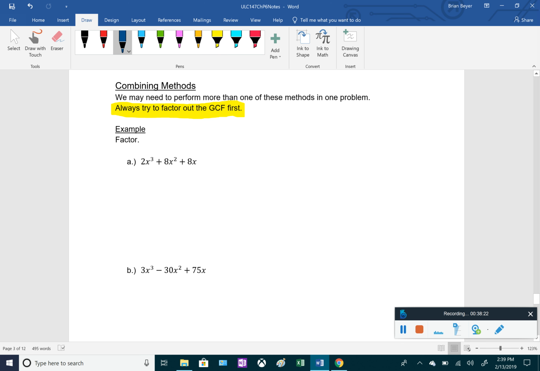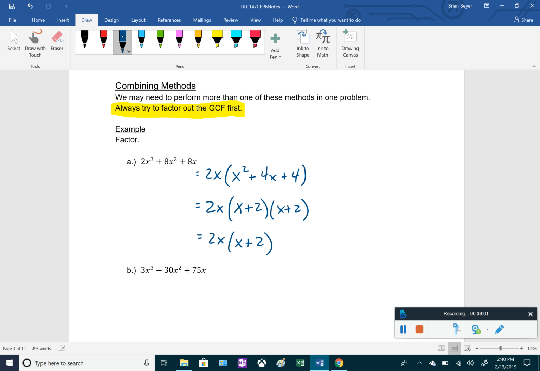So for this first example, we have 2x cubed plus 8x squared plus 8x. So recognize that there is a GCF because we want to try that first. The GCF is 2x. We're going to be left with x squared plus 4x plus 4. And then we can factor that trinomial x squared plus 4x plus 4. We can factor that as x plus 2 times x plus 2 because it was two numbers that multiply to 4 that also add to the other 4. Then we can rewrite this as 2x times x plus 2 squared.